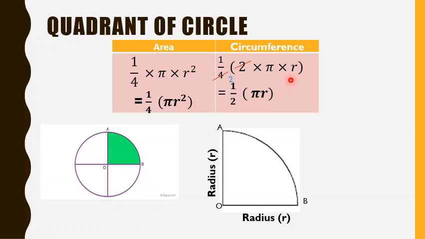As for the circumference, again, we use the formula of circumference from the whole circle. We put it here and we only add 1 over 4 in front, where we cancel off 4 and 2 to get half pi r.